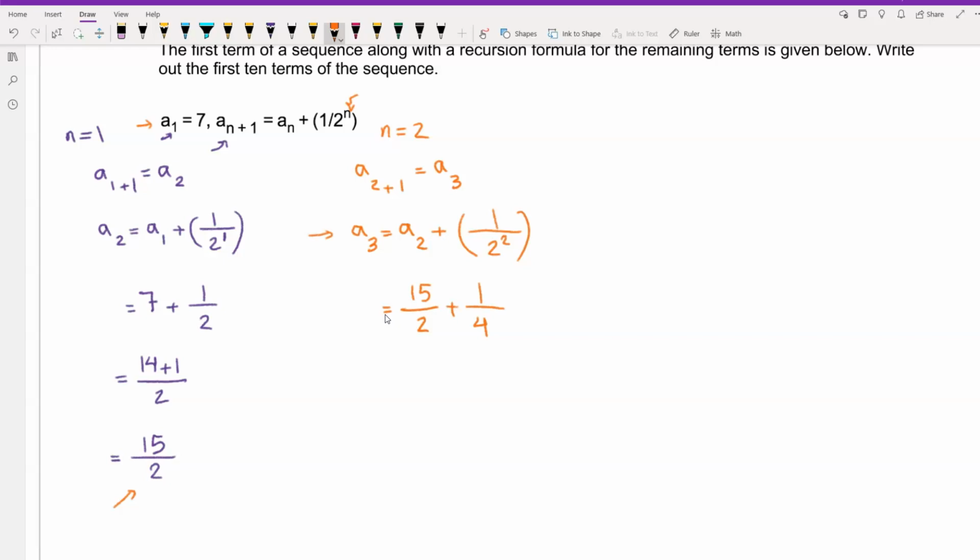Now simplify. The denominator 4, here we have 2 times 15, that is 30, plus 1. So we have 31 over 4. That is the final answer for a sub 3.